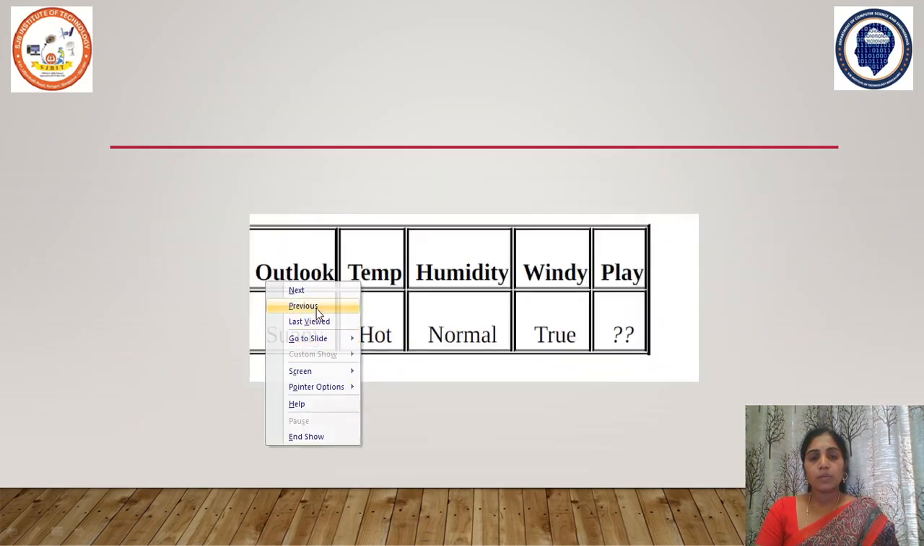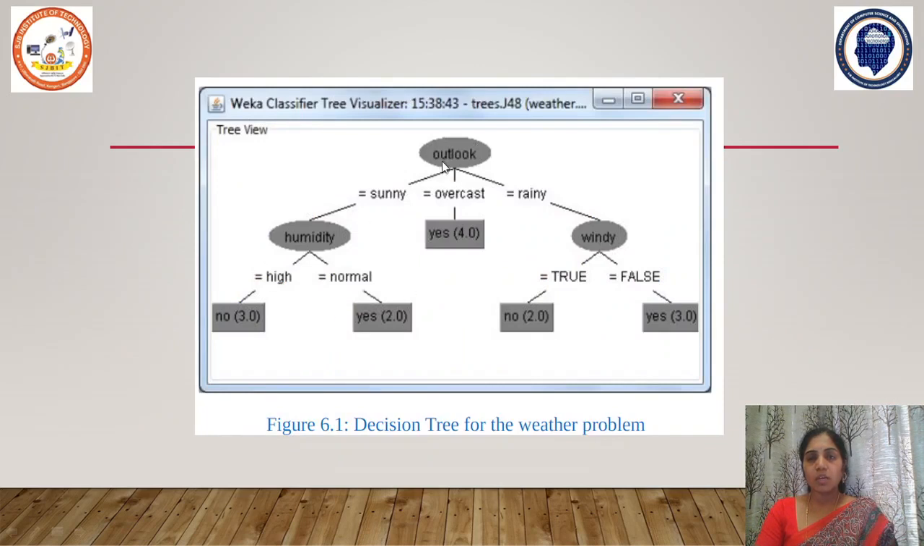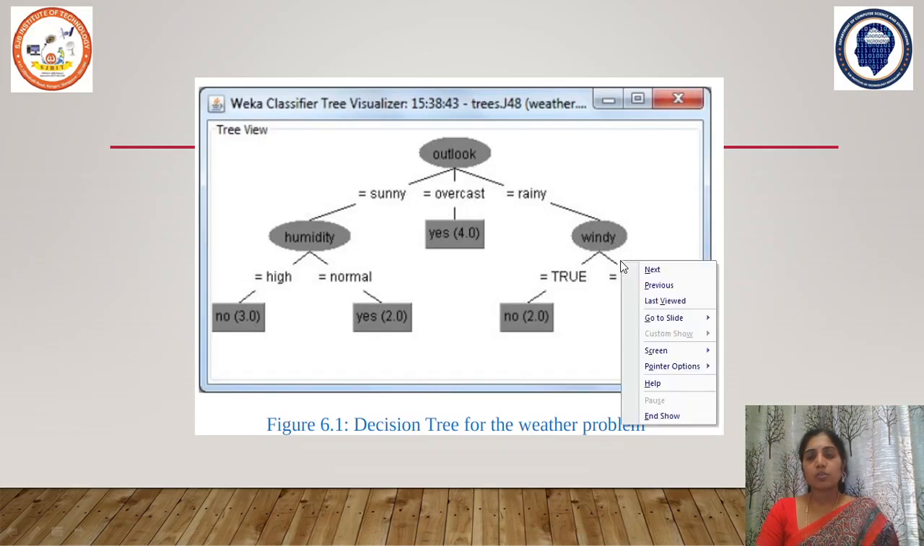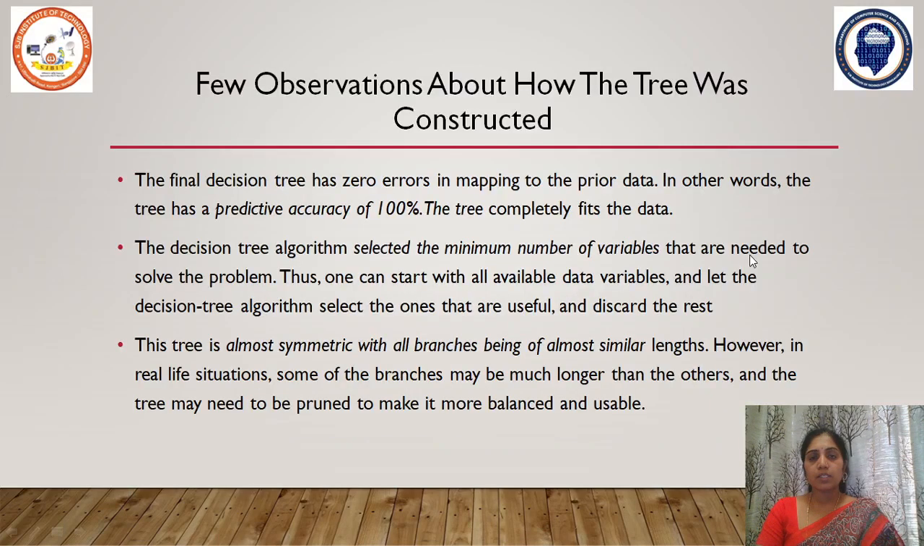So this tree is almost symmetric, with all branches being almost similar length. In real life situations, some of the branches may be much longer than the others, and the tree may need to be pruned to make it more balanced and usable. So it may be possible to increase the predictive accuracy by making more subtrees and making the tree longer. The perfectly fitting tree has the danger of overfitting the data, thus capturing all the random variations in the data. So it may fit the training data well, but may not do well in predicting future real instances.